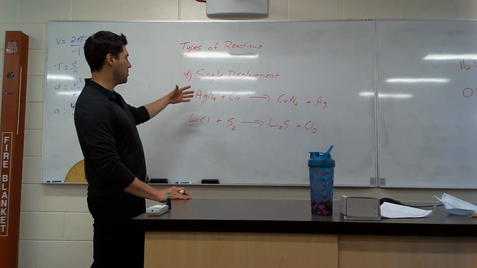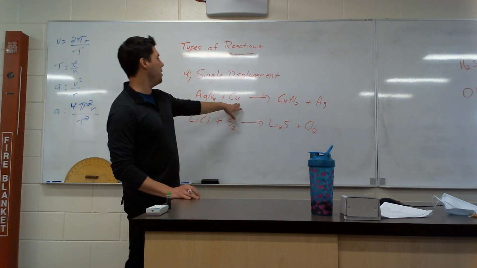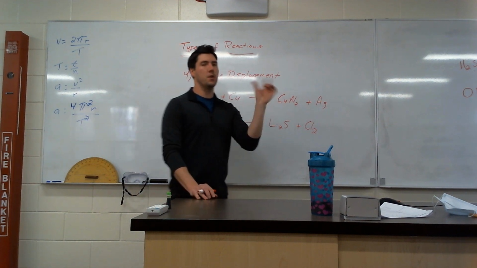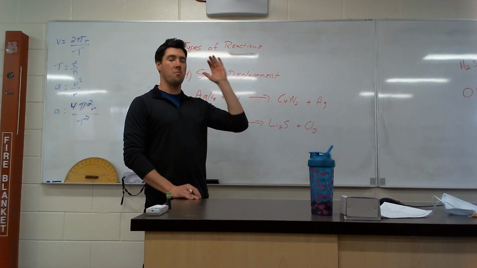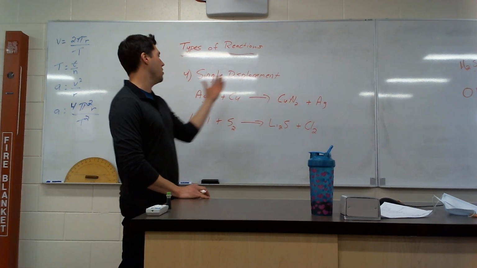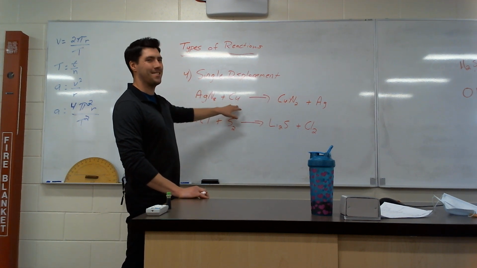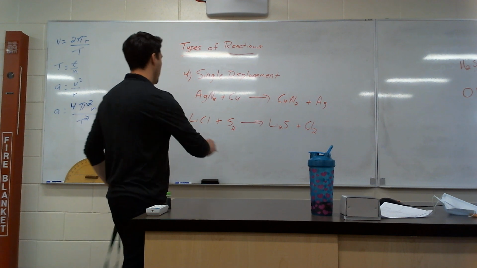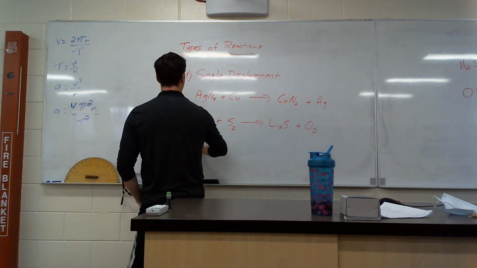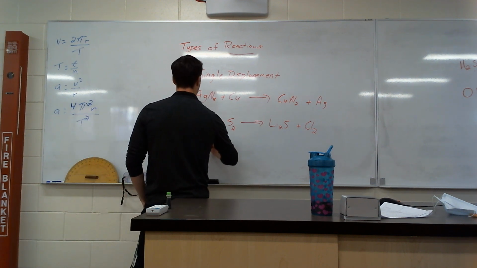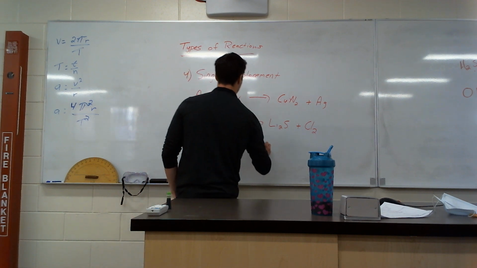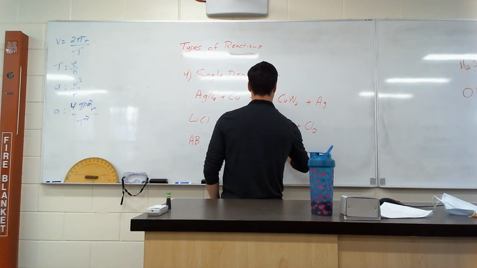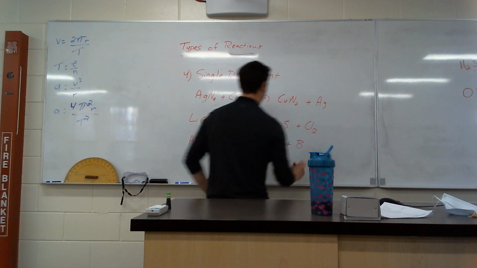Okay, so in a single displacement, we have a compound and an element. At the end, we still have a compound and an element, but you have to make sure what switches. Either it's a metal with a metal or a non-metal with a non-metal, depending on what's by itself at the start. Okay, in here it looks like this. We have A B plus C, and it turns into A C plus B. So we can kind of see that switch.